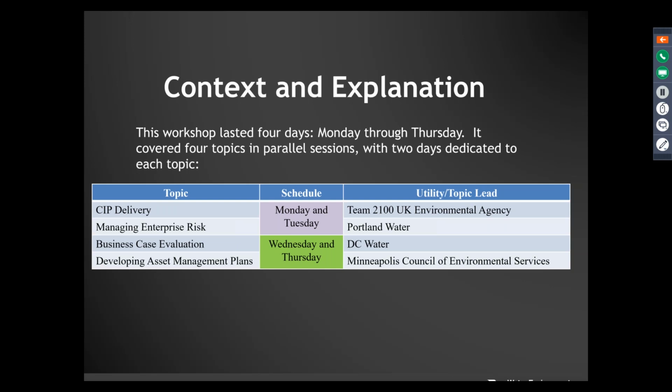So there were 2 days dedicated to each topic area. And the team was divided into 2 groups, and each group discussed 1 topic for 2 days. On Mondays and Tuesdays, one group discussed CIP delivery, and the other group discussed managing enterprise risk. And on Wednesdays and Thursdays, one group discussed business case evaluation, and the other team discussed developing asset management plans.